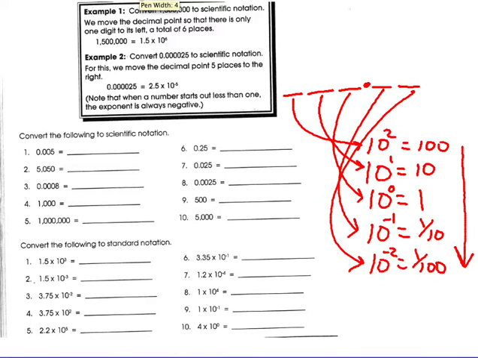This number is less than 1. So we know that it's going to have a negative exponent. This number can be written as 5 times 1/1000ths. That's what that number is. And this 1 over 1,000 can be written as 10 to the negative 3. So it's the same as 5 times 1,000ths, or 5 times 10 to the negative 3.